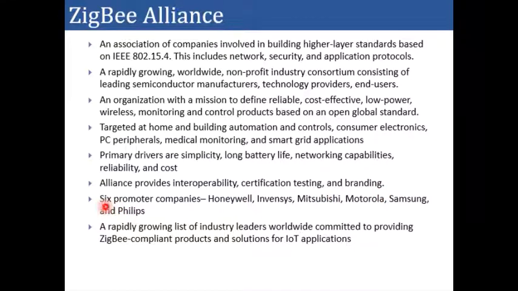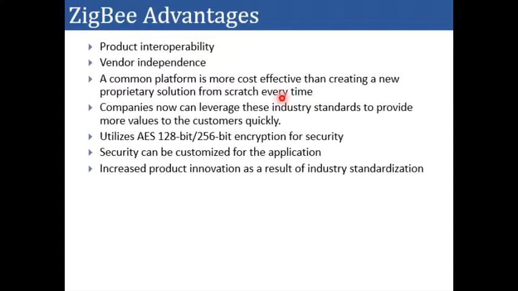Basically, the Zigbee Alliance was promoted by six companies, which are Honeywell, Invensys, Mitsubishi, Motorola, Samsung, and Philips. After these six companies created the Zigbee Alliance, it has grown very rapidly, and we now have a lot of industry leaders worldwide who are committed to providing Zigbee compliant products and solutions for IoT applications. Now let's see what the various advantages of Zigbee are.